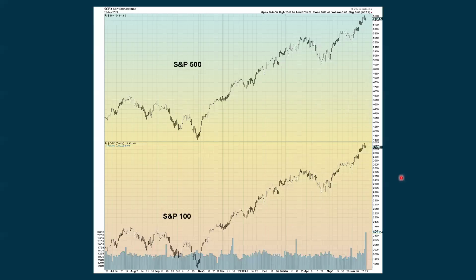We want to keep an eye on the S&P 100, which has really been doing well when you compare it to the S&P 500. The 100 are the biggest stocks that make up the S&P 500. We're not really seeing any divergences here right now. They're more going in tandem with each other, but the S&P 100 is outperforming the rest of the S&P.